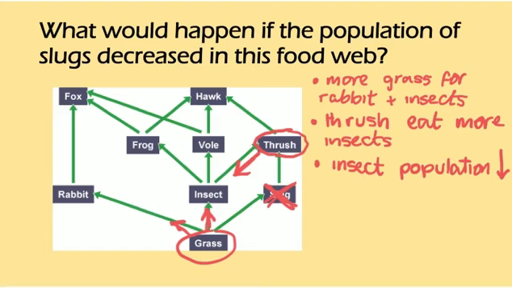So as you can see, there are actually a lot of knock-on effects in a food web because all of these chains are interacting. So it wouldn't just be the grass to slug to thrush to hawk food chain that's affected, it's actually all of the other ones are affected as well. So these relationships and interactions we have within a food web are actually really important and they're really dependent on each other.